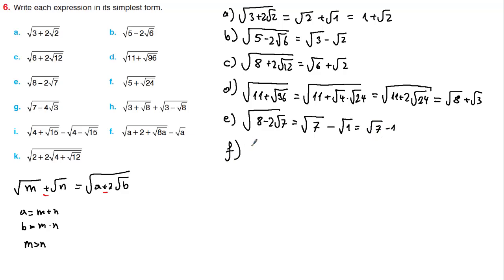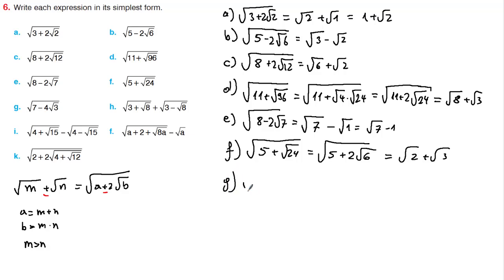Under F, we have square root of 5 plus square root of 24. Just the same, we can rewrite it as 4 plus 2 root of 6. Two numbers that add up to 5 and multiply to 6 would be root of 2 plus root of 3.